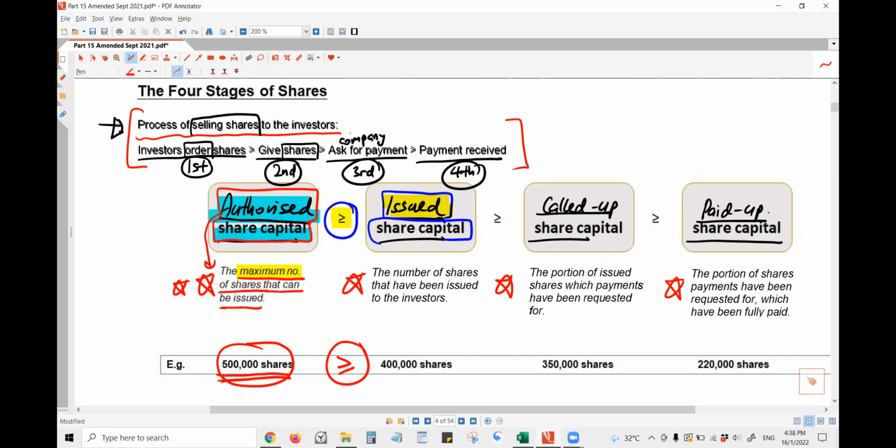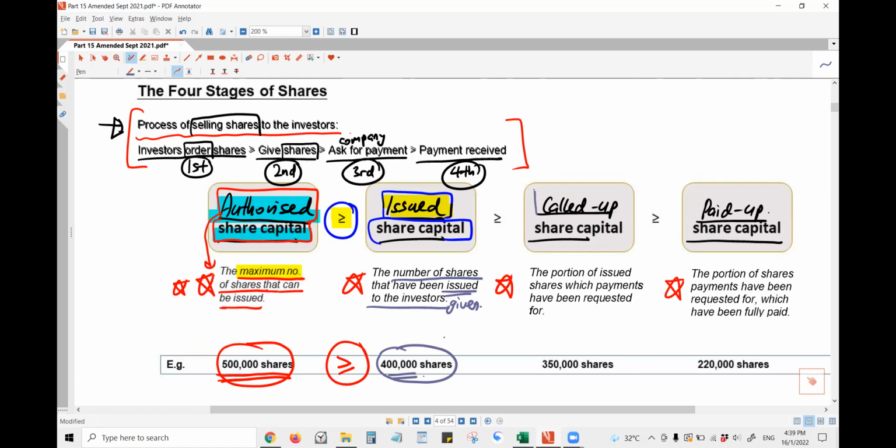Issue share capital, as the term implies, refers to the number of shares that have been distributed to the investor, the number of shares that have been given to the investor, but not yet paid for. So let's say 400,000 shares, just as an example.